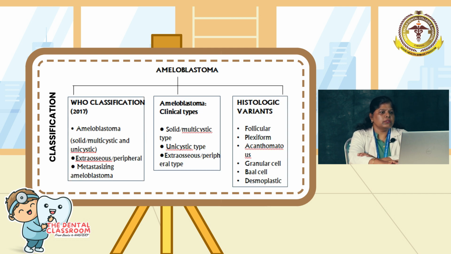So, classification. Ameloblastoma, according to WHO, is classified as ameloblastoma, extraosseous and metastasizing ameloblastoma. Ameloblastoma clinical types are solid or multicystic type, unicystic type, extraosseous or peripheral type, and according to histological variants it is classified into follicular, plexiform, acanthomatous, granular cell, basal cell and desmoplastic.